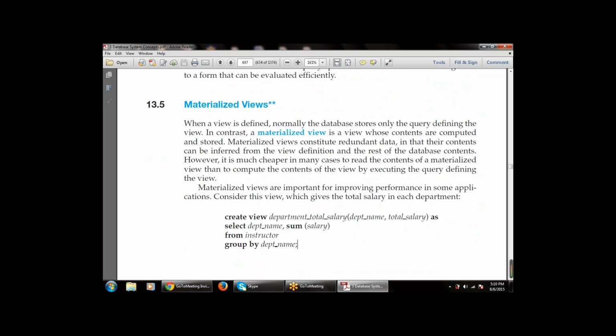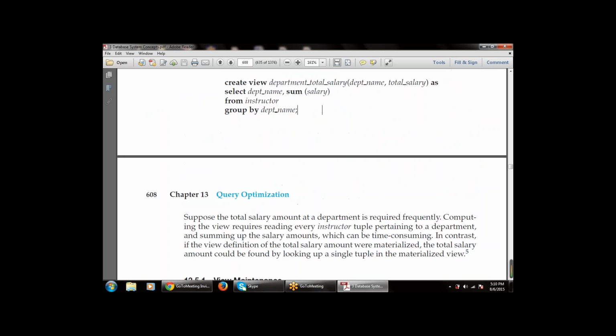Display the department name attribute and the salary, that is, the sum of the salaries from the table instructor, grouped by the department name. Group means division on the basis of the department name.